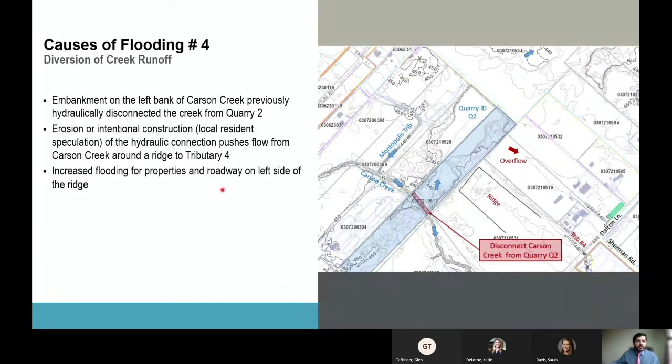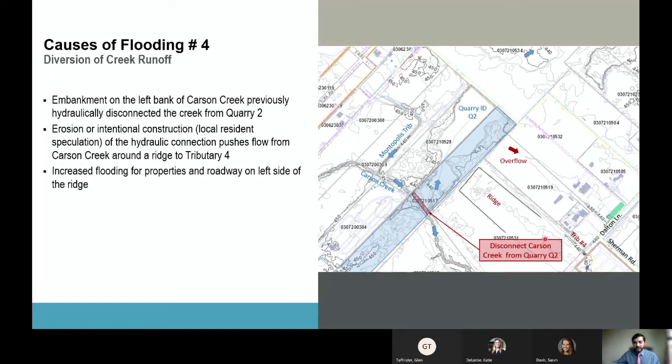Another cause that we found during our analysis is this is the main Carson Creek, and now this is where Montopolis Strip joins Carson Creek, and there is that quarry Q2, and there is now a connection between the Carson Creek and quarry. So originally, all the flow in the Carson Creek would go straight, but now because there is a connection, water flows and gets stored in the quarry, and then when this quarry gets overtopped, water flows on the other side.